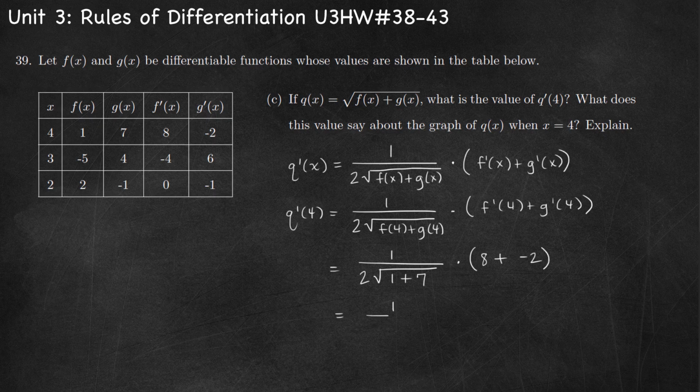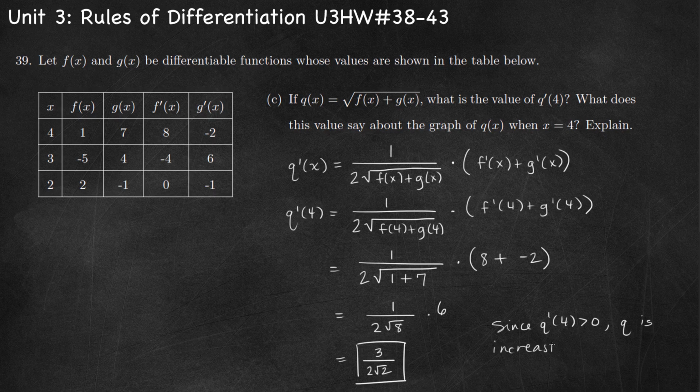Okay, so that's 1 over 2 times the square root of 8 times 6. And that's 3 over the square root of 8, and the square root of 8 we can write as 2 square root 2. And this derivative value is positive, so we can say since q prime of 4 is greater than 0, q is increasing at x equals 4.